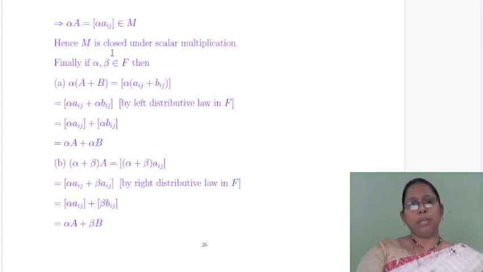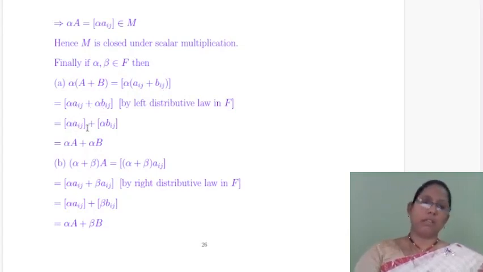Finally, we take A and B to be two matrices of M, that is, A and B are matrices of order m by n, and alpha, beta be any two scalars in the field F. Then alpha times A plus B is written in this way: alpha times Aij plus Bij. By using the left distributive law, we can write it in this form. Then again, we can write this by using the definition of matrix addition. Then finally, I will get this one. So the first condition is satisfied. The second condition I can similarly obtain.